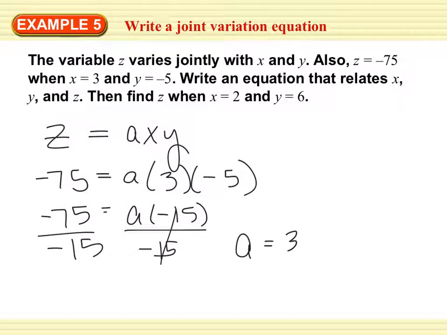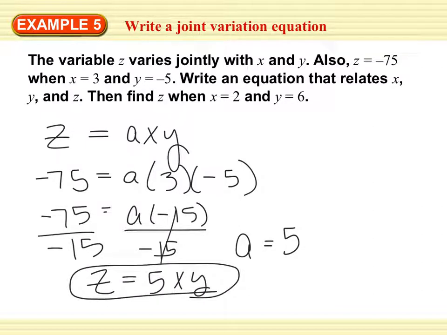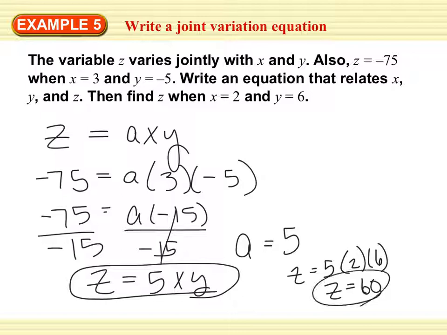Nope, sorry, that's not 3. I tried to do math in my head and failed, but it's okay. This would be 5, right? So my equation would be Z equals 5XY. And then find Z when X equals 2 and Y equals 6. So 2 times 6 is 12, times 5 is 60. Sorry, it is Z equals 60. Nice job.